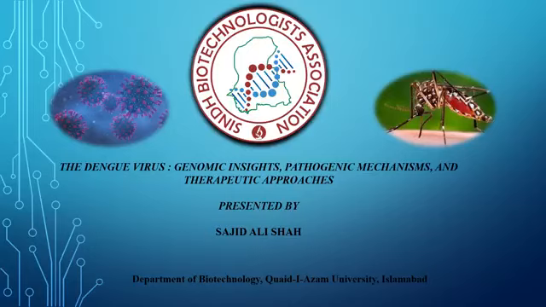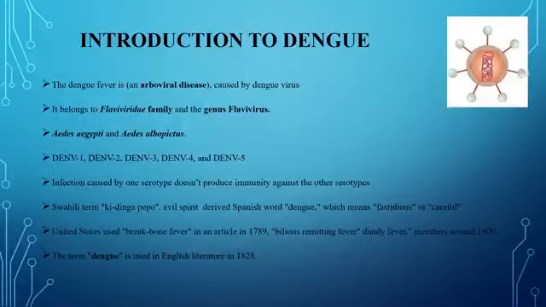Today we will discuss the dengue virus, genomic insights, its pathogenic mechanisms, and therapeutic approaches. So first we have to introduce the dengue virus. The dengue virus causes a most common disease, dengue fever, which is an arboviral disease. The dengue virus belongs to the family Flaviviridae and the genus Flavivirus.